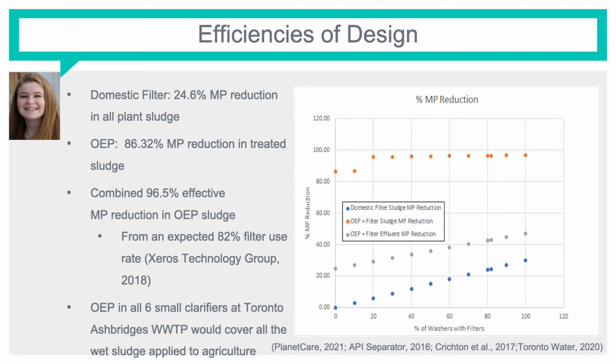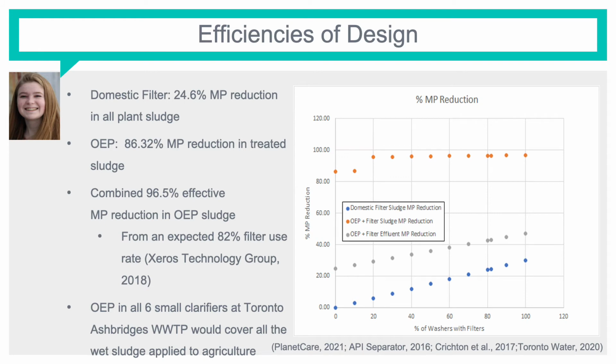The OEP method alone leads to an 86.32% reduction of microplastic, as canola oil binds to 96.2% of microplastics, and the removal efficiency rates are 61% and 75% from the primary clarifier and the API separator. For filtering into the rotary drum, that is 90% effective at removing the microplastic from the oil.